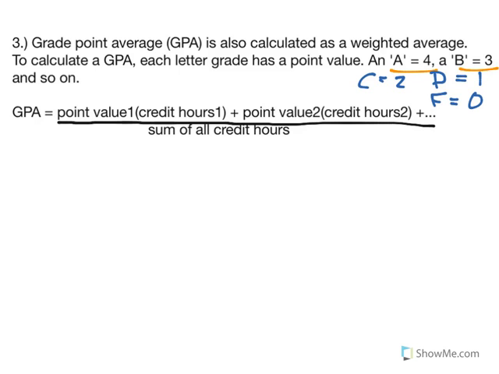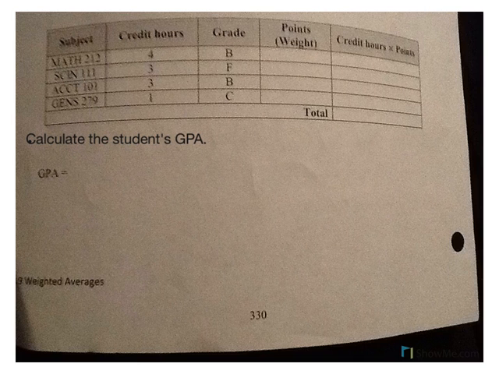Because it depends. The more credit hours you take, that's going to affect your GPA more. So let's do one of these. You took Math 212, Science 111, Accounting 102, and your Capstone, General Studies 279. So we're going to start by looking at your grades.